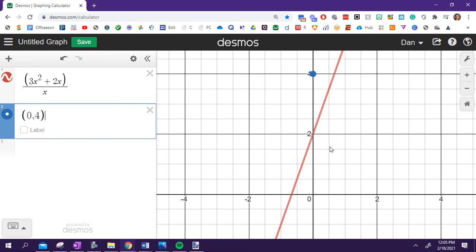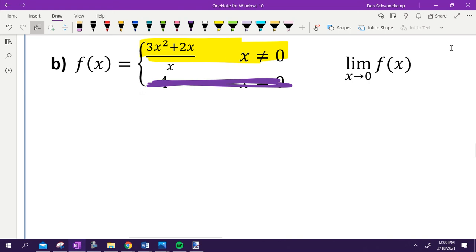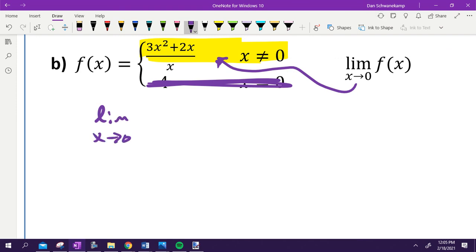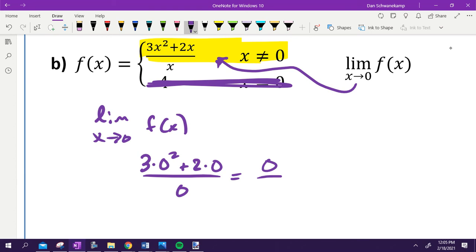Which thing do I care about? Do I care about the 0, 4, or do I care about the graph? The graph. The reason why it's not 0 is because it's undefined at 0. Great. It doesn't matter anyways. So all I have to do is just plug in to this equation. So if I take 0 and plug it into this equation, I would get, find the limit as x approaches 0 of this f of x equation. So we would get 3 times 0 squared plus 2 times 0 all over 0. Oh no, I get 0 over 0.